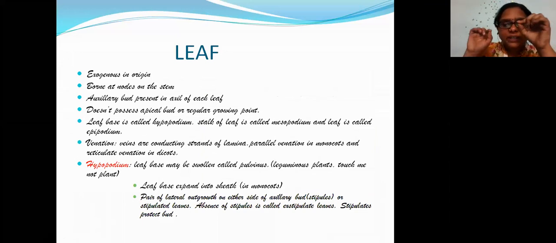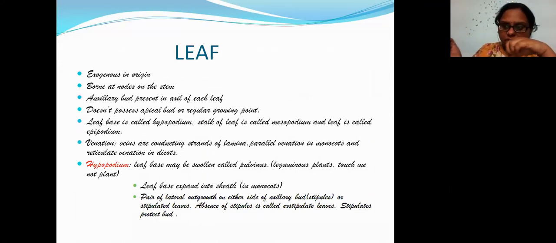So where it is attached to the stem, or where you have the buds, we can say it is the hypopodium. Then you have a small stalk, right? That is called the stalk, or we call it a mesopodium. Then you have a leaf, which is called the epipodium.